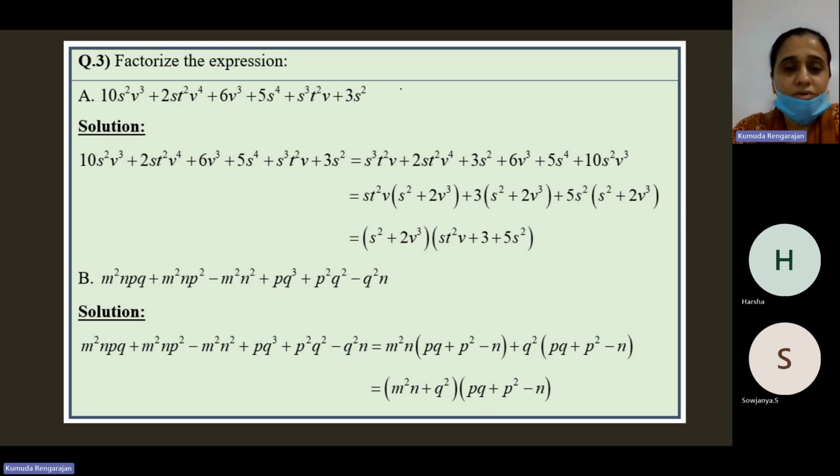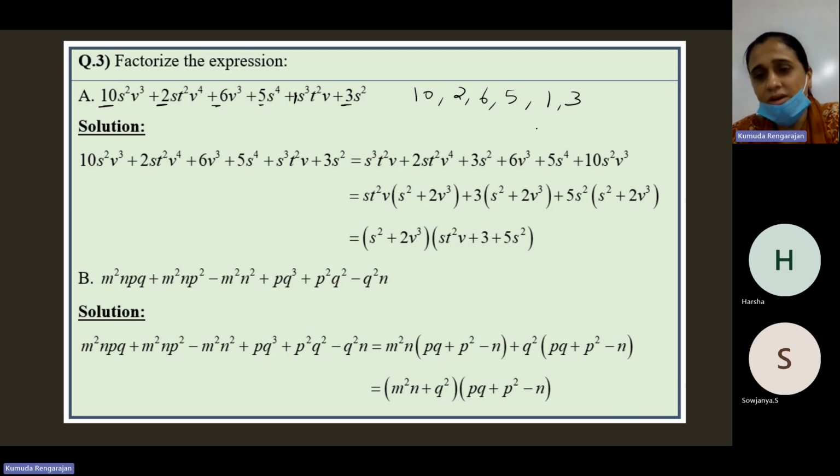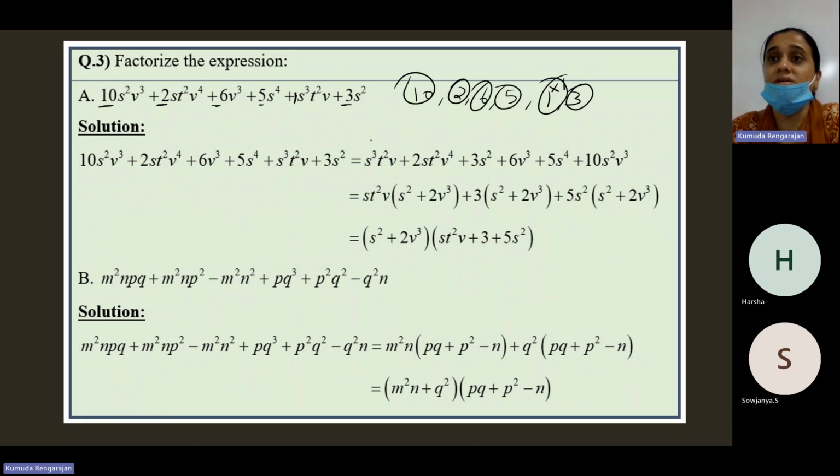So here also, first take a look at the coefficients. The coefficients are 10, 2, 6, 5, 1, and 3. Can you see? 10, 2, 6, 5, 1, and 3. All right. So you should try to find some relation between these coefficients. You can see here, 1 ones are 1, 1 twos are 2, 3 ones are 3, 3 twos are 6, 5 ones are 5, 5 twos are 10.